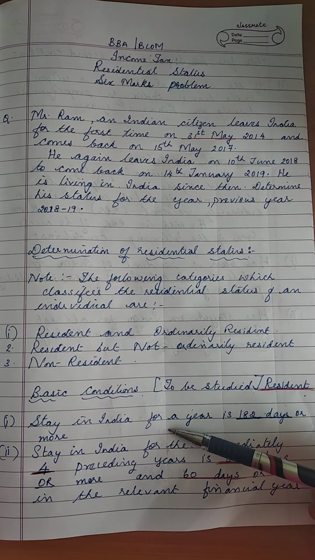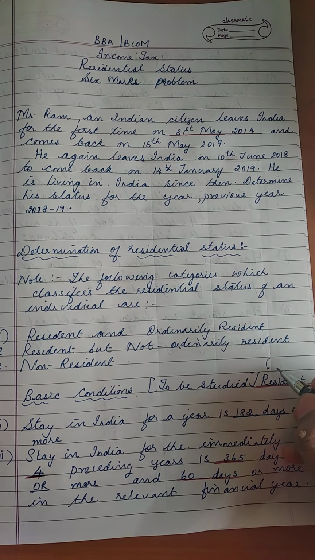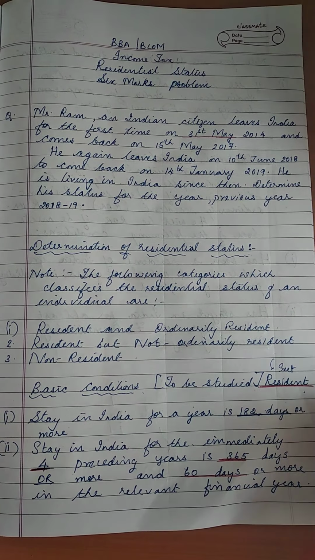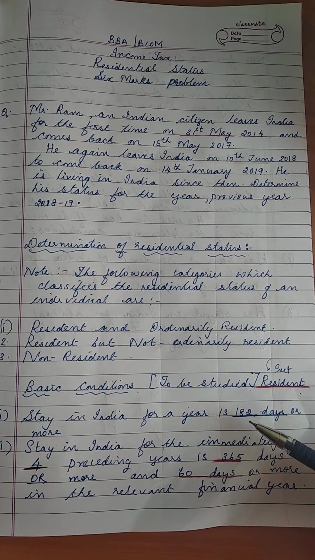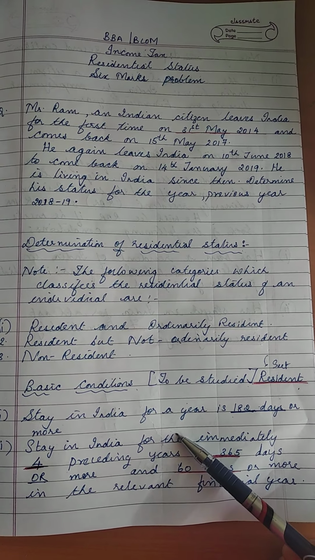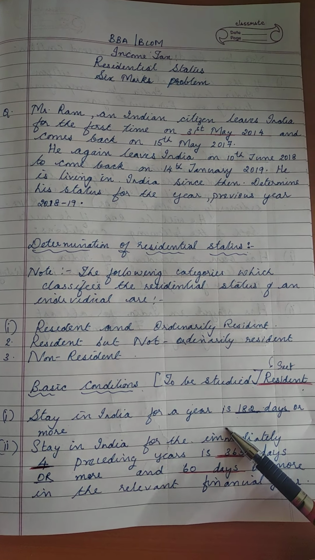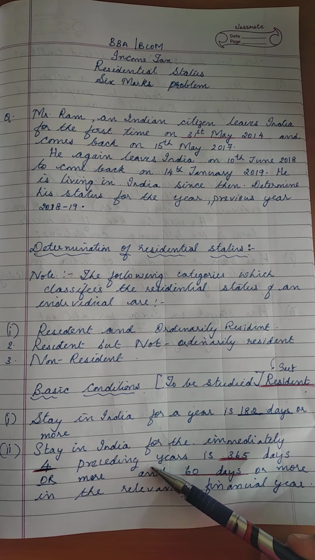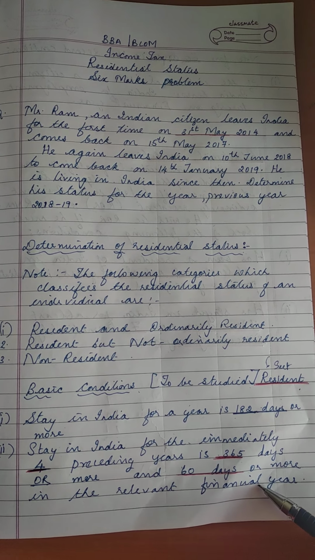The first condition comes under section 6. I've not mentioned the section, but if you forget it, it'll be a problem. So section 6 is the condition. He should stay in India for 182 days or more during the relevant previous year. The second condition is that his stay in India in the immediately preceding years is 365 days or more, and 60 days or more in the relevant previous year.